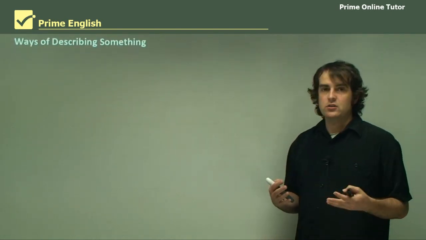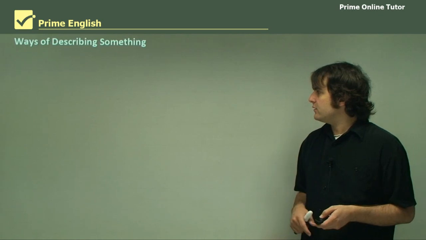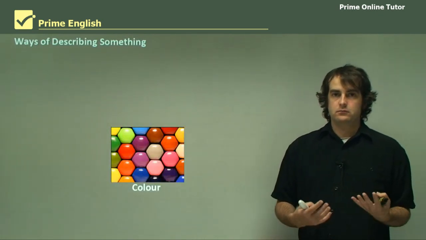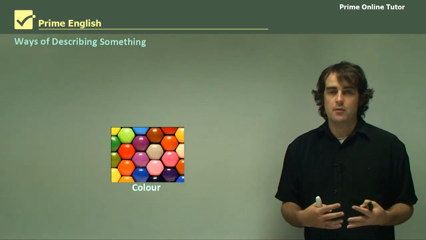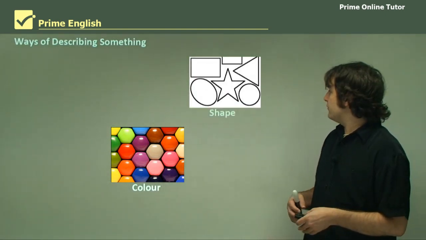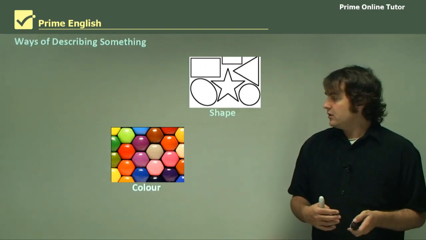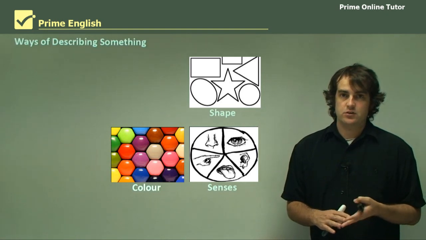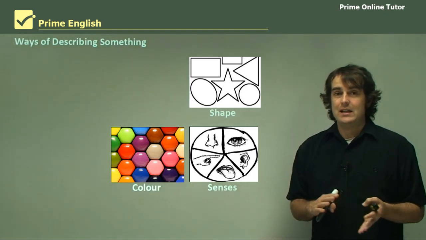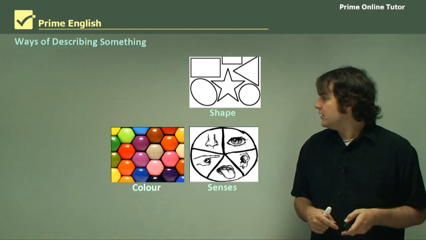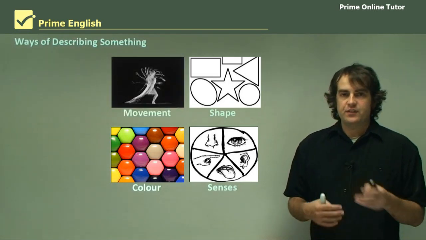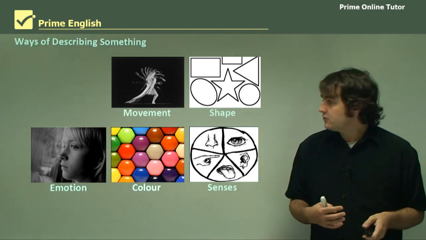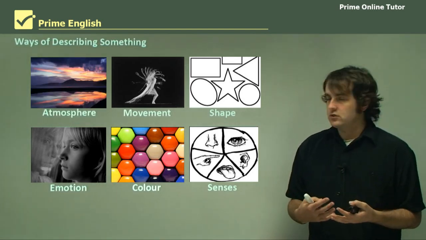So how can you describe something? Well, let's look at some ways to start with. First of all, we've got using color, the color of whatever it is that you are describing in your story. You can do it via shape. You can use the five senses: sight, touch, taste, smell, and sound. Through movement, how something moves. You can get it through emotion, the way someone or something feels, and finally, the atmosphere of the story.